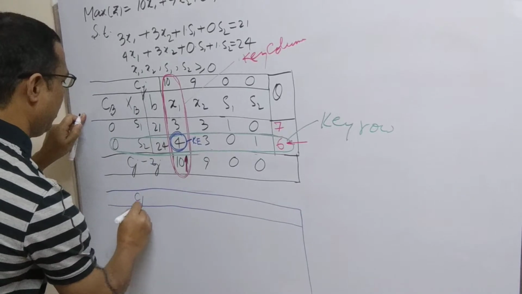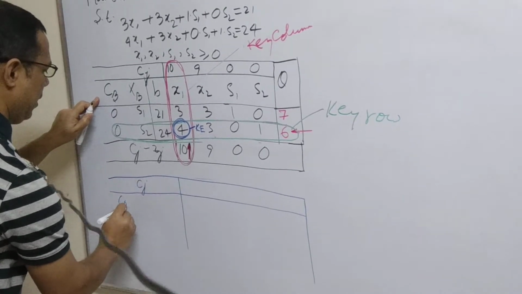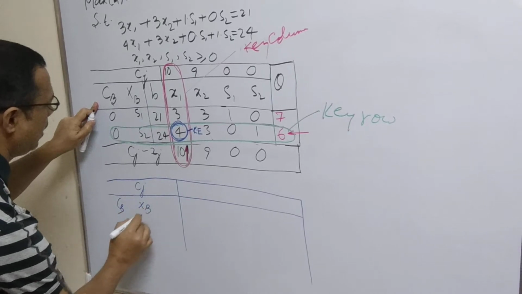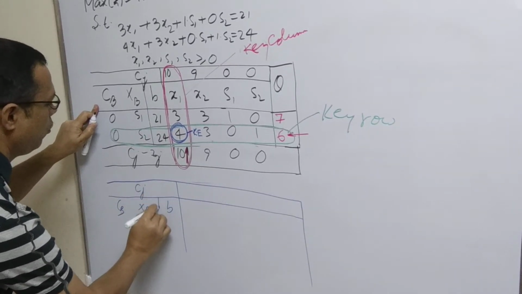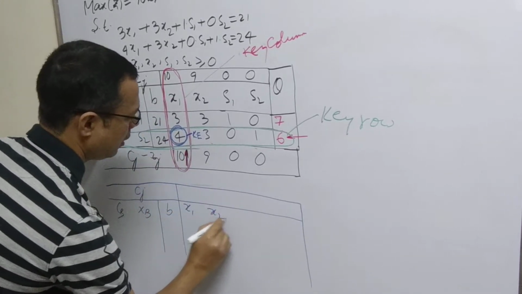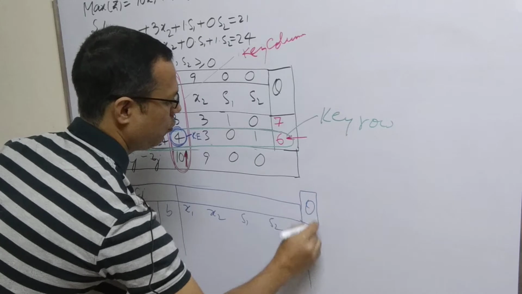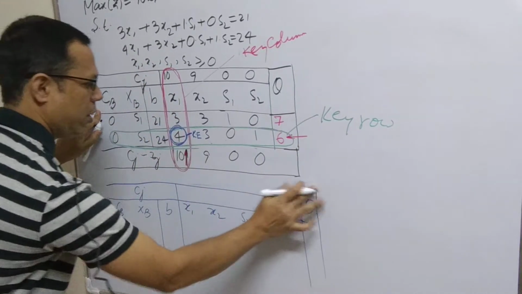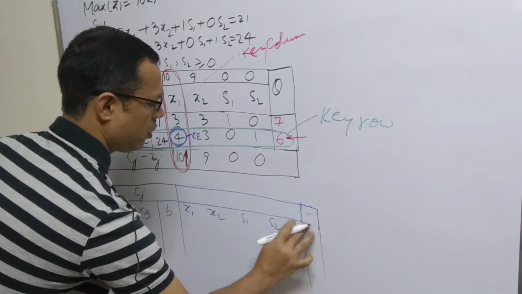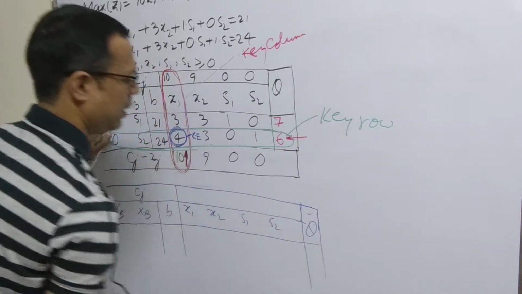Here I have given Cj, just copy Cj. Next I have given CB, so copy CB here. Then XB, then B. Simply copy. Here I have given X1, X2, S1, S2. Then here I have given theta. Here I have given Cj, so just copy this Cj. Cj we have already copied. Then come up to this point and cover this, and you will get the theta.